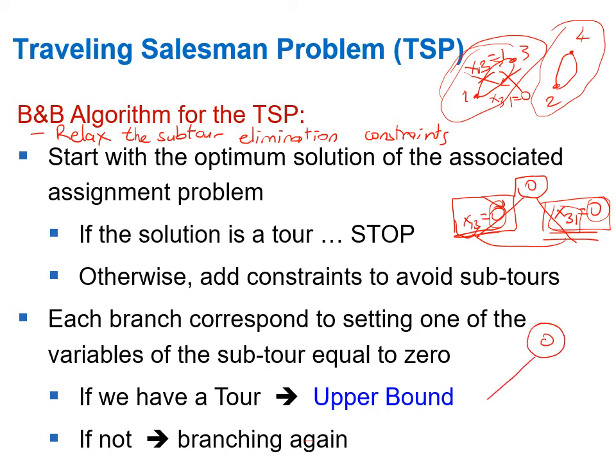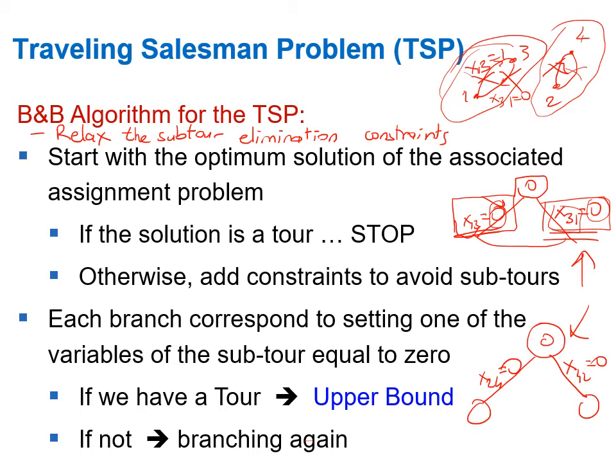But you could have done this: x24 equal to 0 to eliminate this switch, or x42 equal to 0 to eliminate returning back. Okay, so again we branched. So either you apply this one or you apply this one, you will find the same objective function value. You will be able to find it.